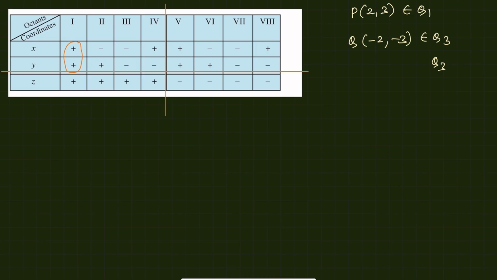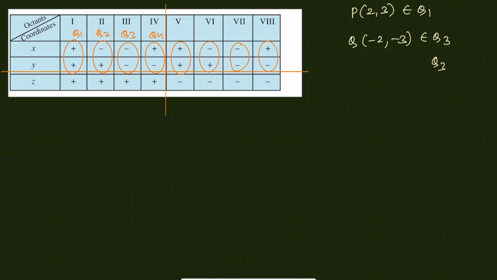Plus plus, these are the signs of the first quadrant. Minus plus, these are the signs in the second quadrant. Minus minus, these are the signs in the third quadrant. Plus minus, these are the signs in the fourth quadrant. Now the signs remain the same: first quadrant sign, second quadrant sign, third quadrant sign, and fourth quadrant sign.